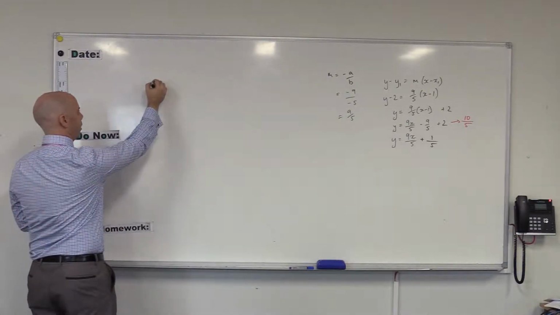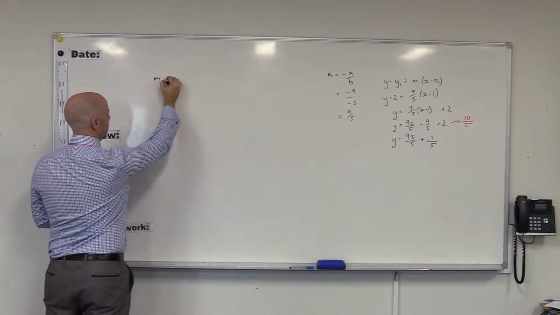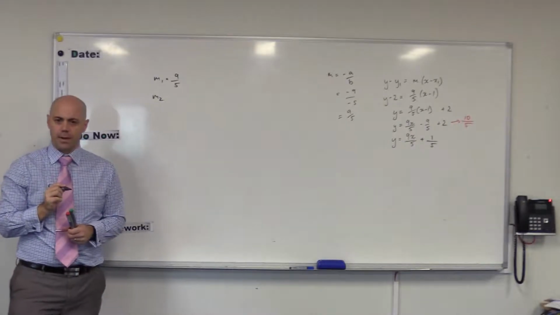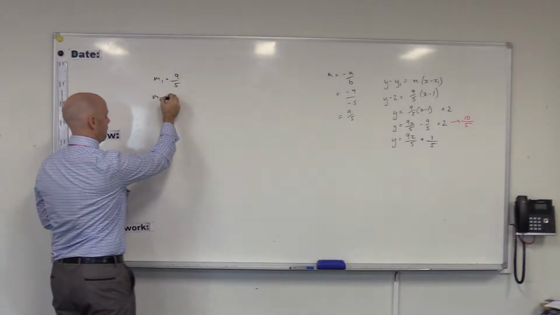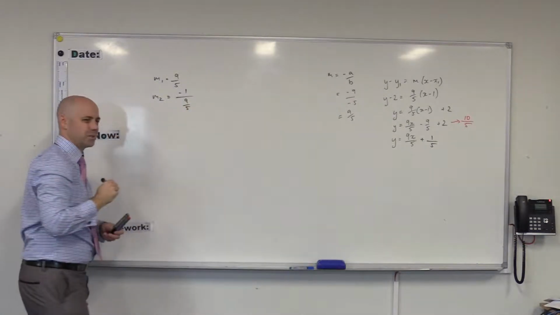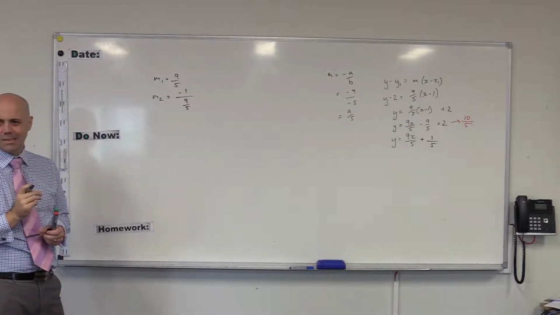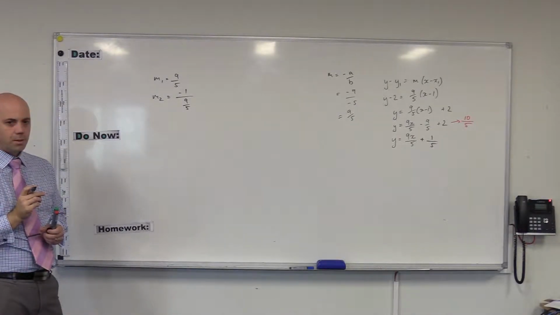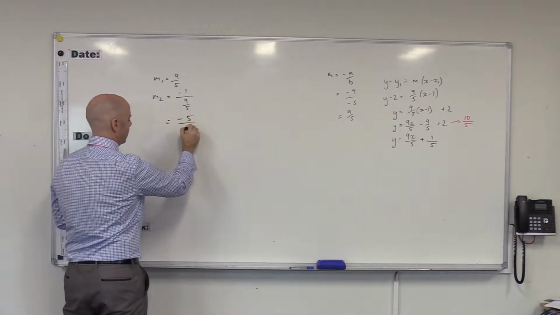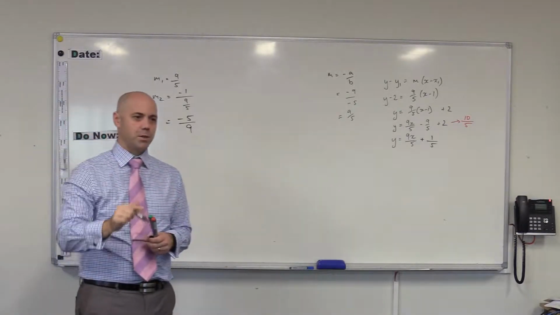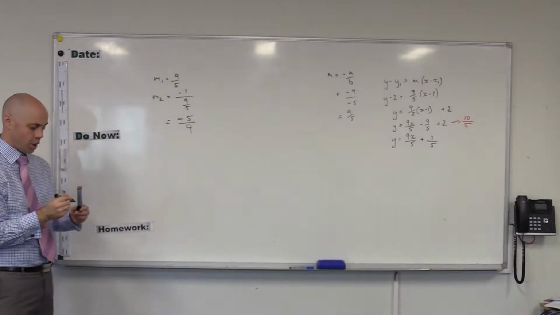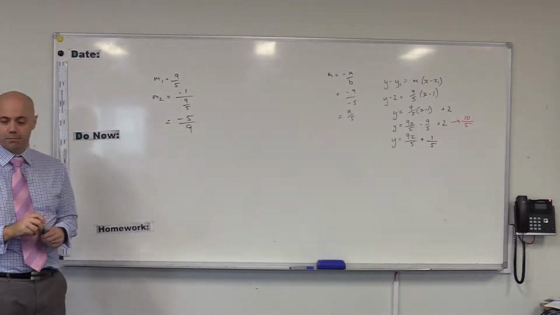I know my gradient is 9/5. My M2 needs to be perpendicular to that. So -1 over that. What's that? -9 over 5? No, 9 divided by 5 first. Just to give you a tip: when you've got -1 over a fraction, you flip the fraction and you make it negative. That's all it is.